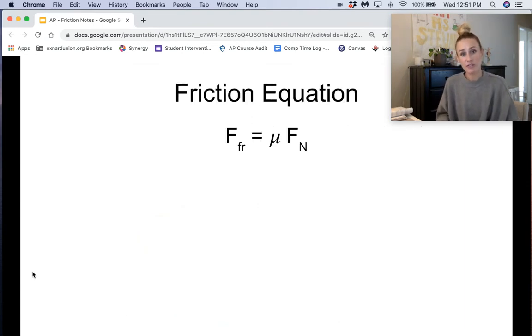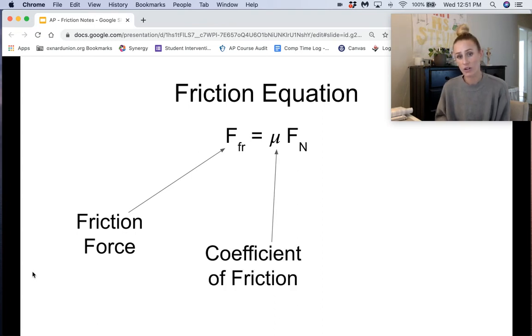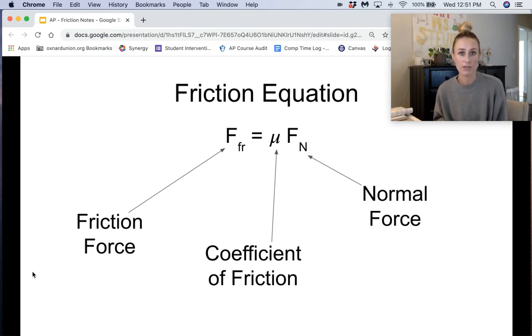So the equation for friction looks something like this, and we'll dive deeper into this equation in the next video. But the basic equation is just the friction force is equal to mu times normal force. That little fancy U symbol is called mu. So again, this is the friction force. This is what is called our coefficient of friction. Mu is the coefficient of friction. And then F sub n, of course, we know is the normal force.